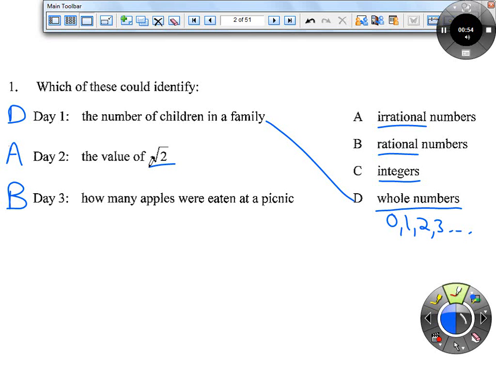Radical 2 is an irrational number. You've got to know that. It's a decimal that never ends, so that's why we classify it as irrational. How many apples were eaten at a picnic? Well, it is possible to eat 2.5 apples, some fraction of apples, so that's okay, that's rational numbers.